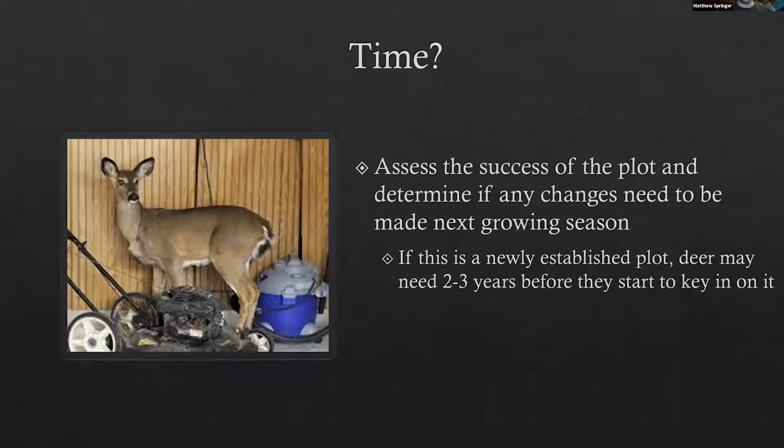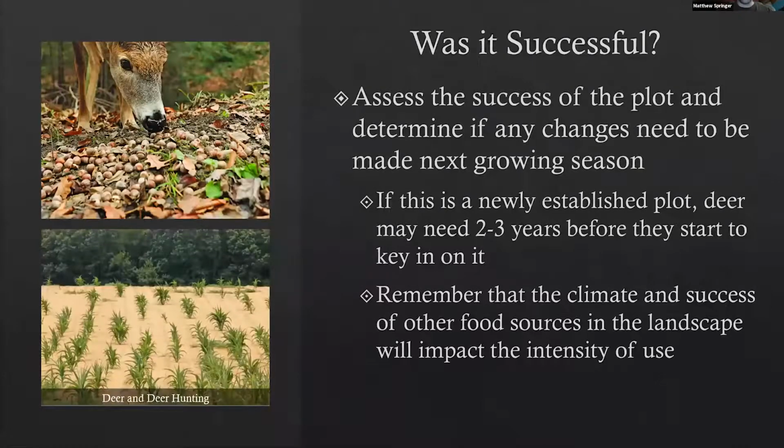Secondly, climate conditions that are naturally occurring in the landscape can drastically impact how much the animals in the area use your food plot. If it's a really good mast year and there's acorns everywhere, you could plant the best food plot you've ever planted in your life, and it will fail to that acorn food source every time. It's just how good they are.